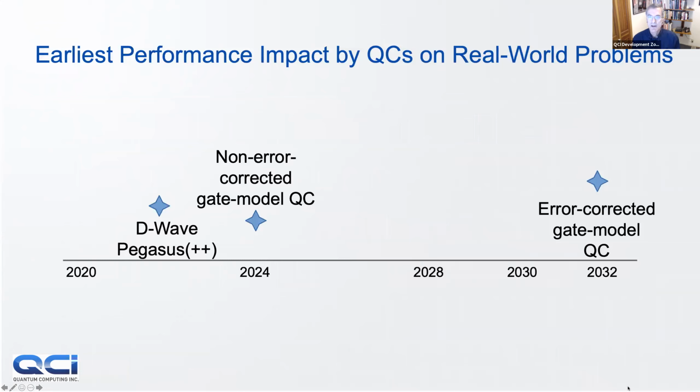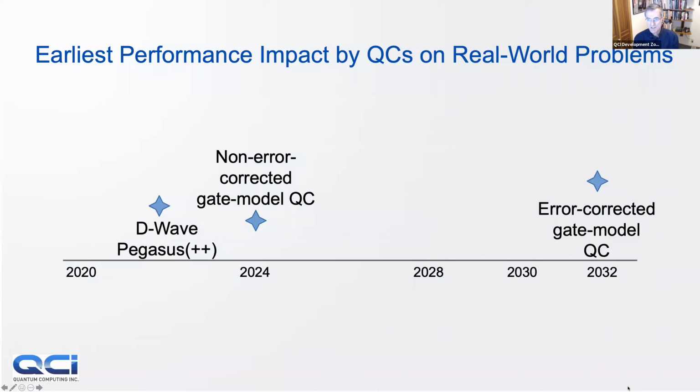A very important context for what we're doing is, when is there going to be performance impact by quantum computers on real world problems? There's a tremendous amount of discussion about that and when that might happen. Well, this is my view. The first time that might happen is maybe sometime next year, maybe into the year after, for the next generation D-Wave system, internally dubbed Pegasus. That's one point at which we might get quantum advantage.